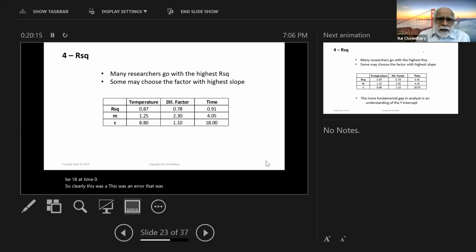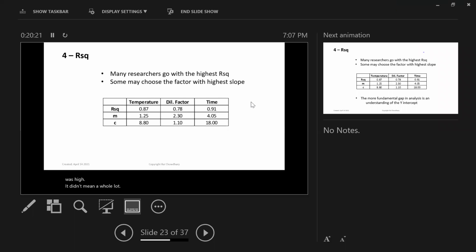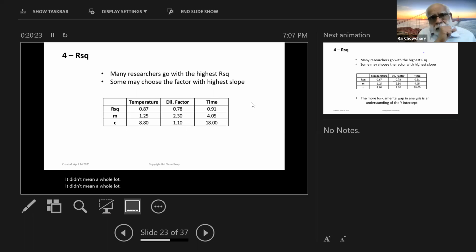And even though your R squared was high, it didn't mean a whole lot. In fact, the whole thing may not have been linear. But that is a decision the scientist or the engineer has to make. And if you don't know what the raw data is about, what the whole basic process is about, and what is the science operating behind it, it's very easy to make these mistakes.